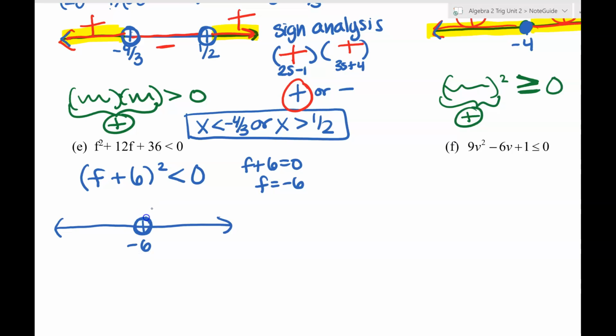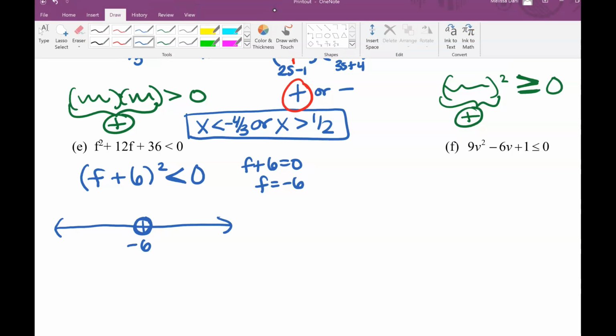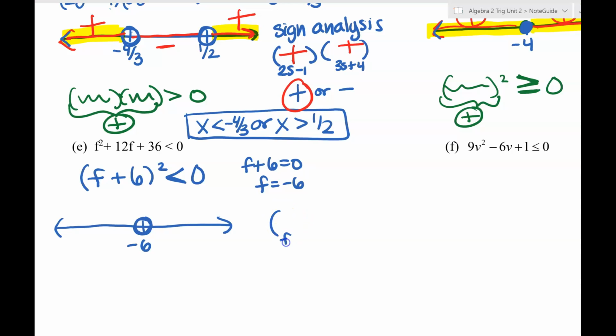I'm not going to include it because it doesn't say equal to here. And then I'm going to analyze what happens around -6. Remember, what I'm plugging into is f plus 6 squared, and I want to check, does it work out to be positive or does it work out to be negative? Hopefully some of you are seeing the fact that it's squared kind of tells you the results right away. So I'm going to go ahead and plug in numbers smaller than -6.